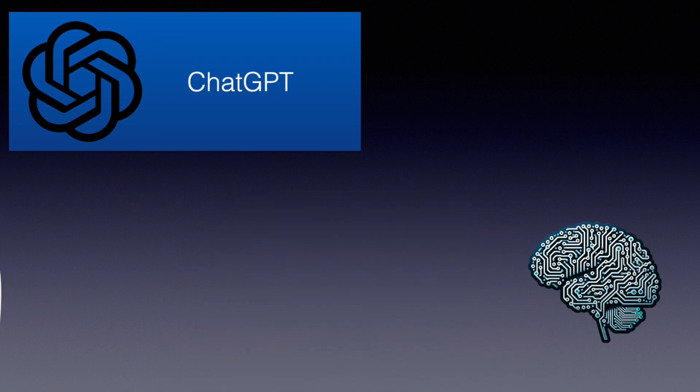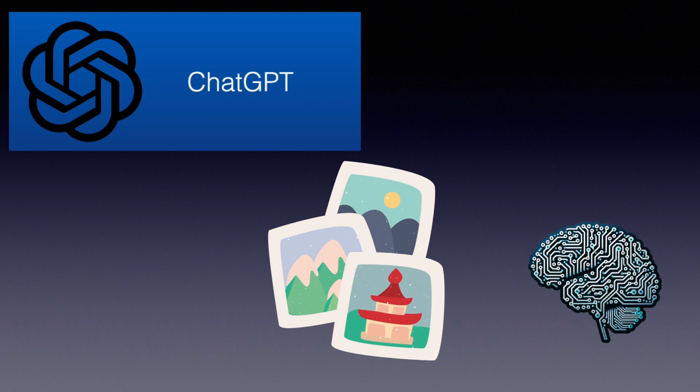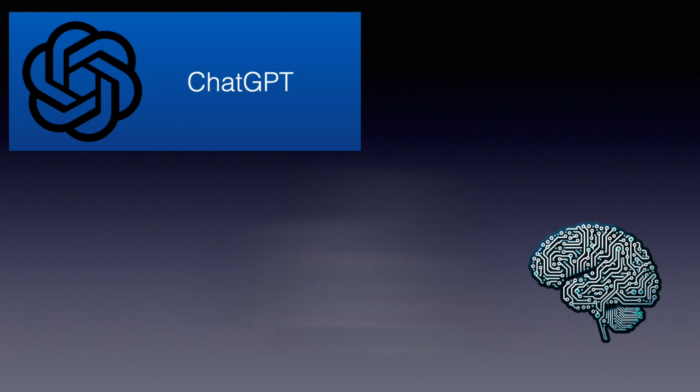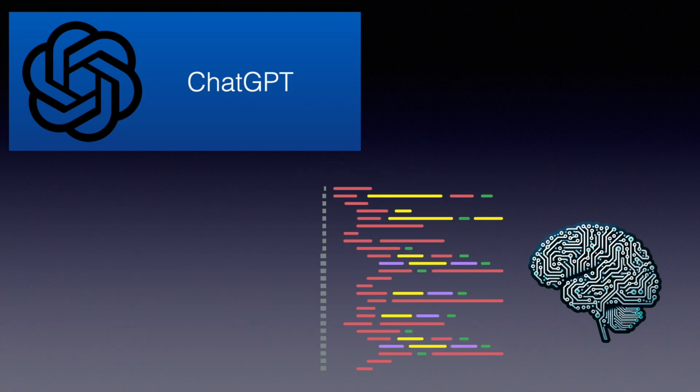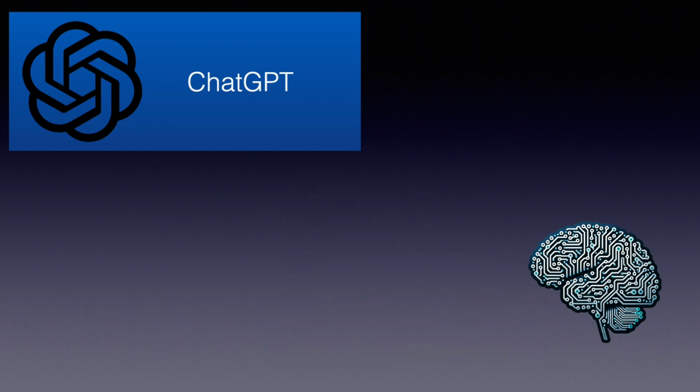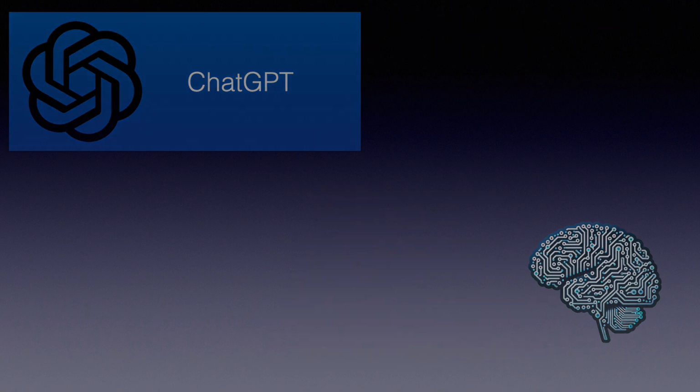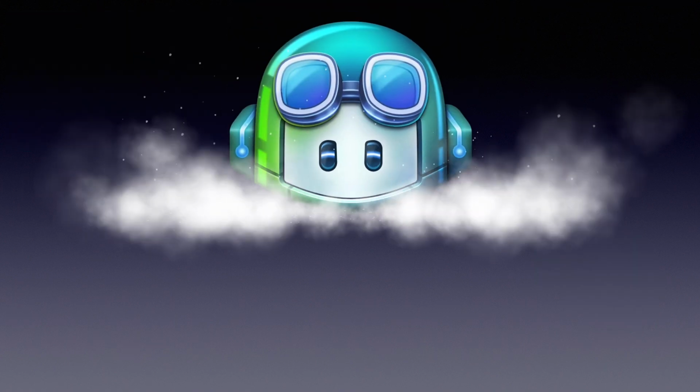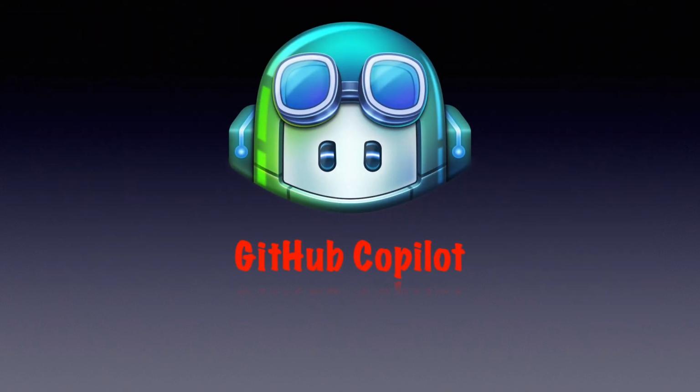Similar technology can be trained on images, which would allow it to generate new images based on a prompt. That's the idea behind something like DALL-E. So it shouldn't be surprising that generative AI can be trained on source code as well. GitHub, which is a platform for hosting and sharing code, used this idea to create a tool called GitHub Copilot.